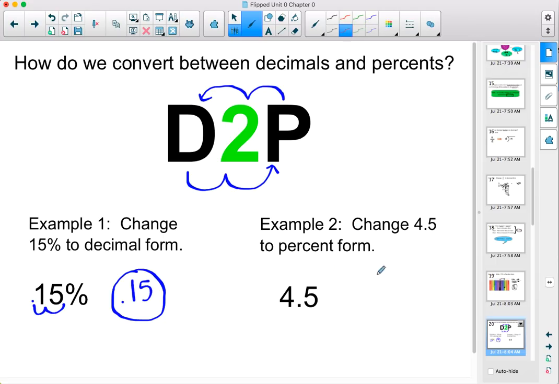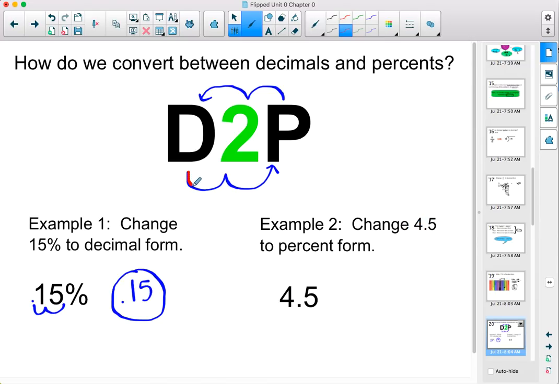Second example, change 4 and 5/10 to percent form. 4 and 5/10. So I already know this number is bigger than 1 because we've got the 4 in the whole numbers place here. So I should be getting a percent bigger than 100. Let's see if that happens.